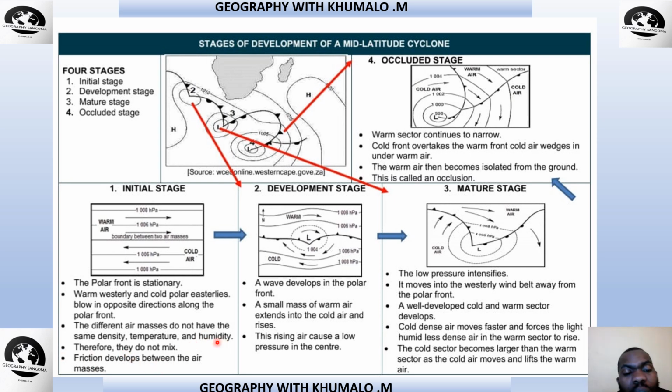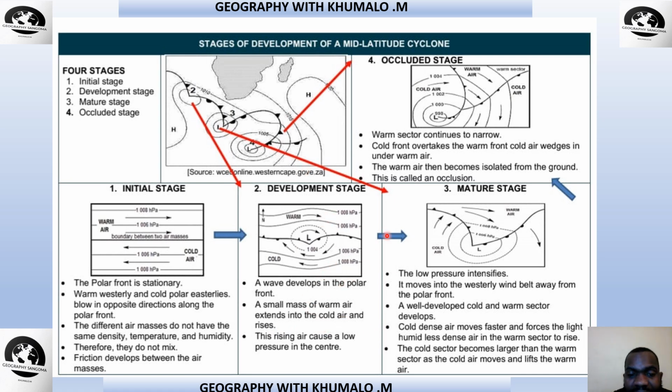Therefore, these two air masses do not mix. They will meet and will move parallel to each other. They will not mix. Instead, they will form a polar front. And then friction develops between the air masses. That is the initial stage of development. Then the mid-latitude cyclone goes into the development stage.